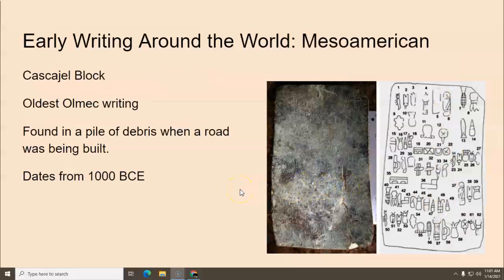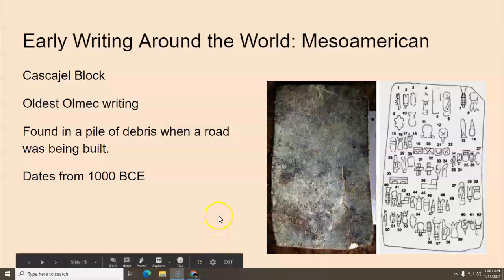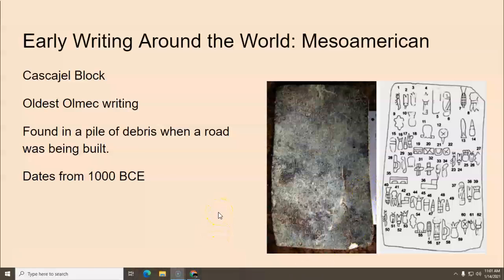Mesoamerica, this was found really recently. It is the oldest Olmec writing. It was found in some debris when they were building a road, and it dates from 1000 BC. It's hard to see the writing on the rock. You can see if you look carefully, and here it is kind of drawn out, and it does relate to later writing, but this is the oldest, and they know that there was probably writing before this as well in Mesoamerica. Again, that's Mexico and Central America.